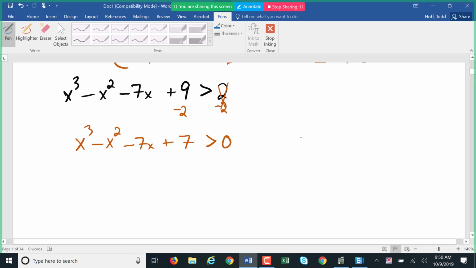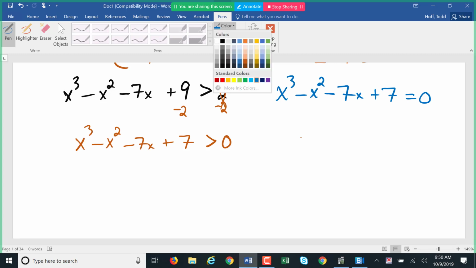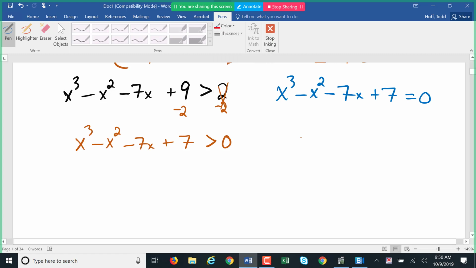And now we need to find the roots. We're going to treat this as x to the third minus x squared minus 7x plus 7 equals 0, and we're going to factor it. Finding the roots, the easiest way is to factor. This is 4 terms, so I'm going to try to group it. Remembering this negative has to go with that 7x.